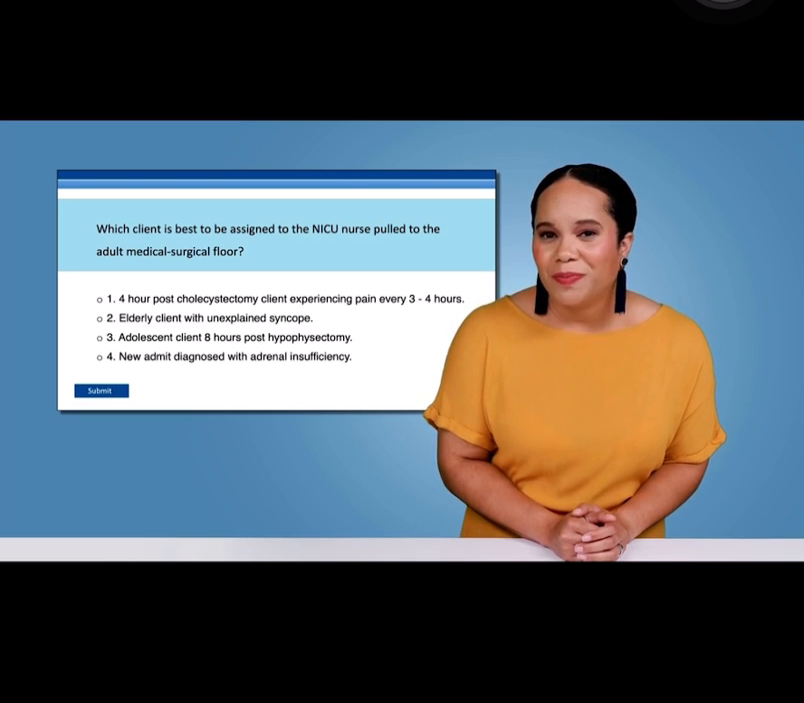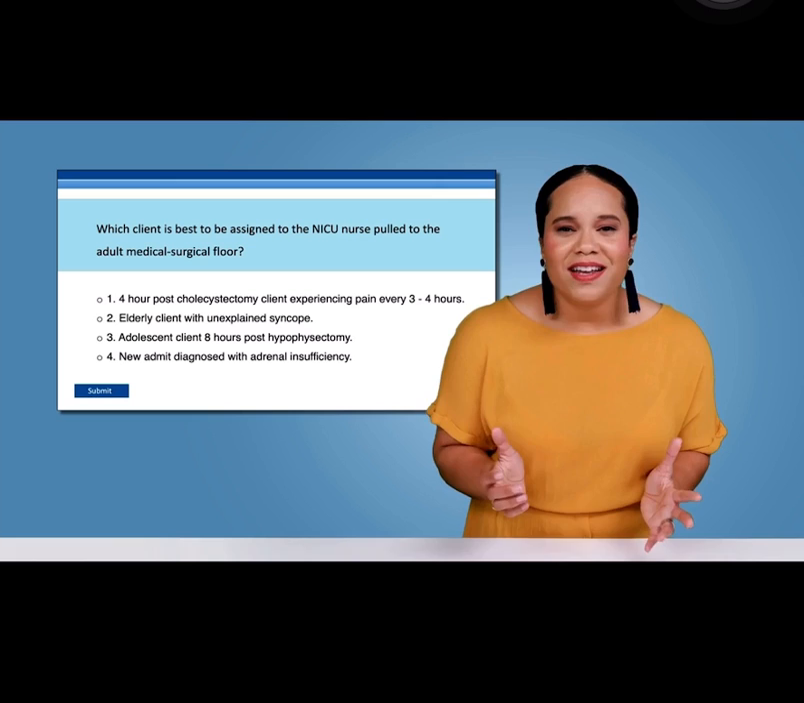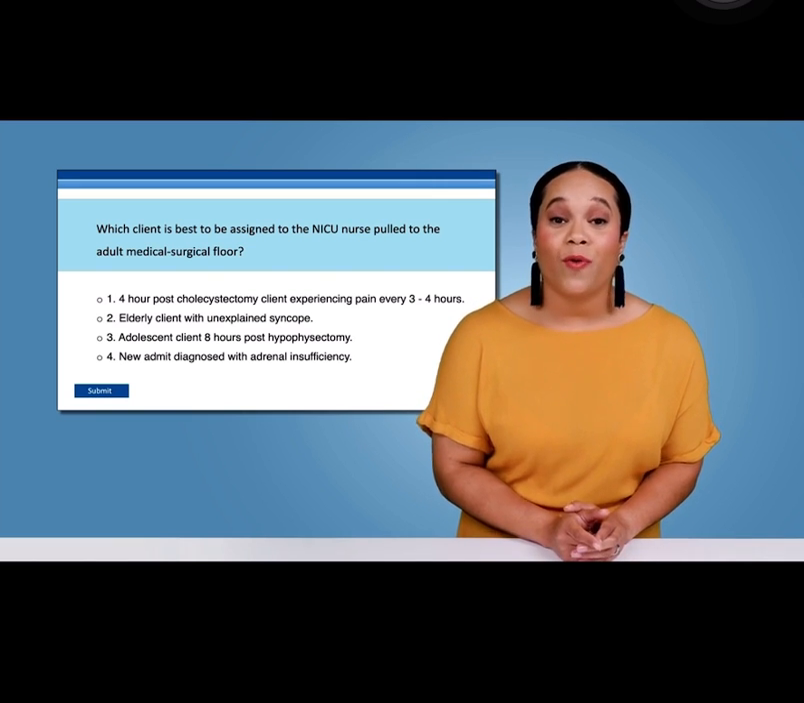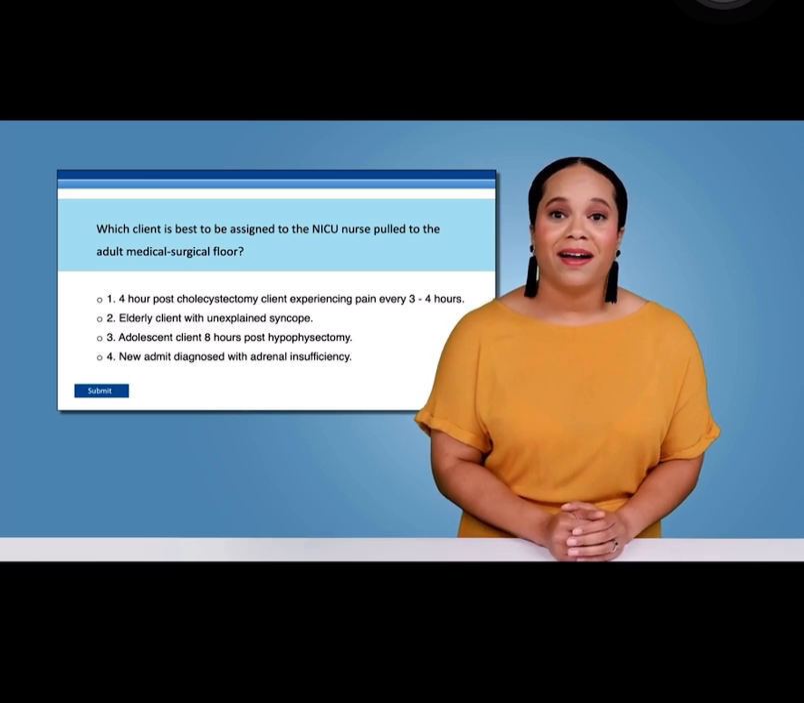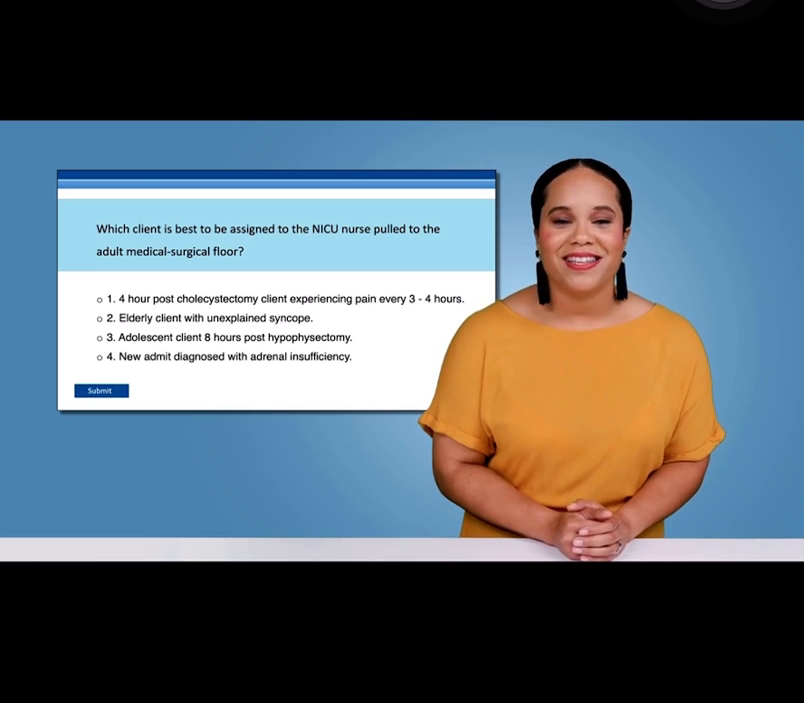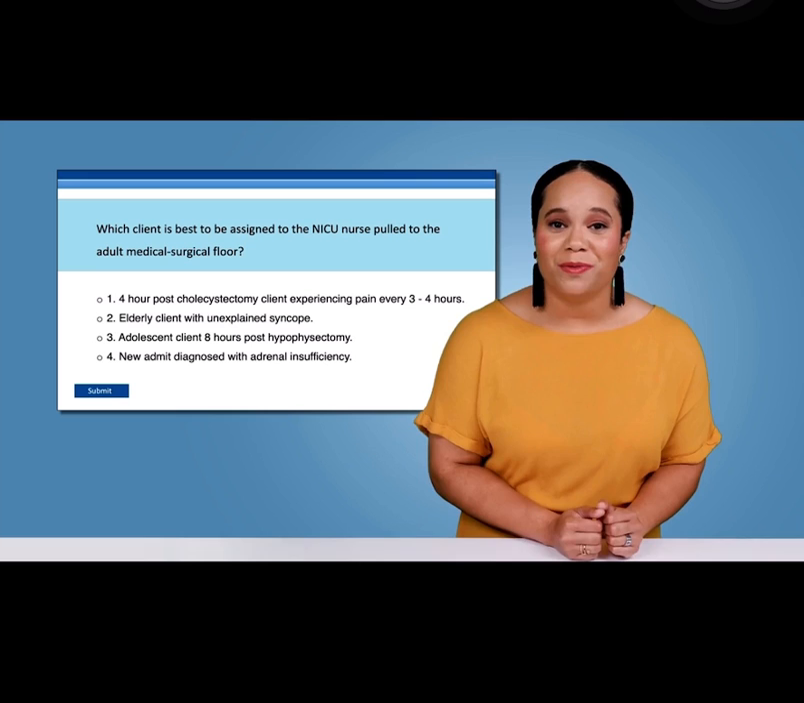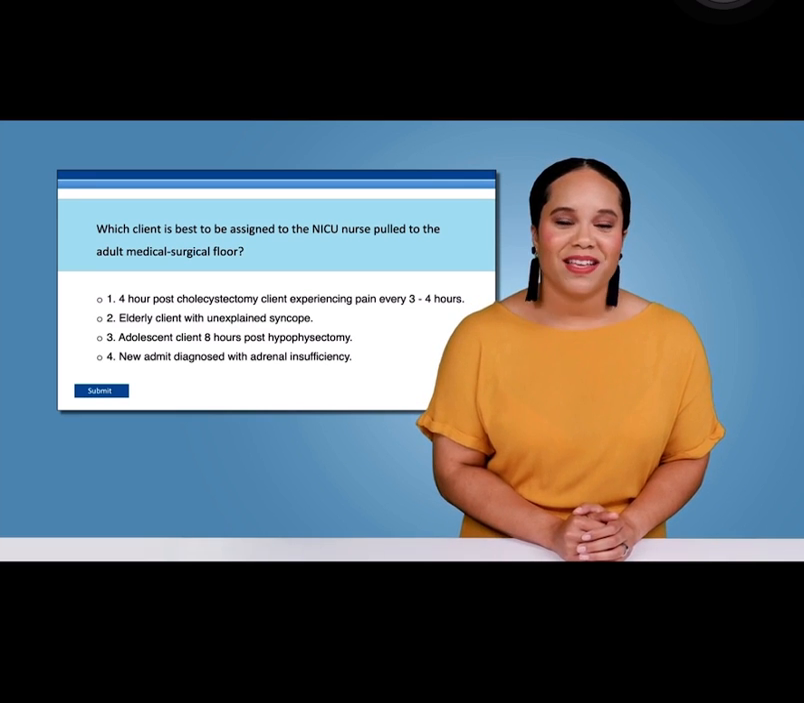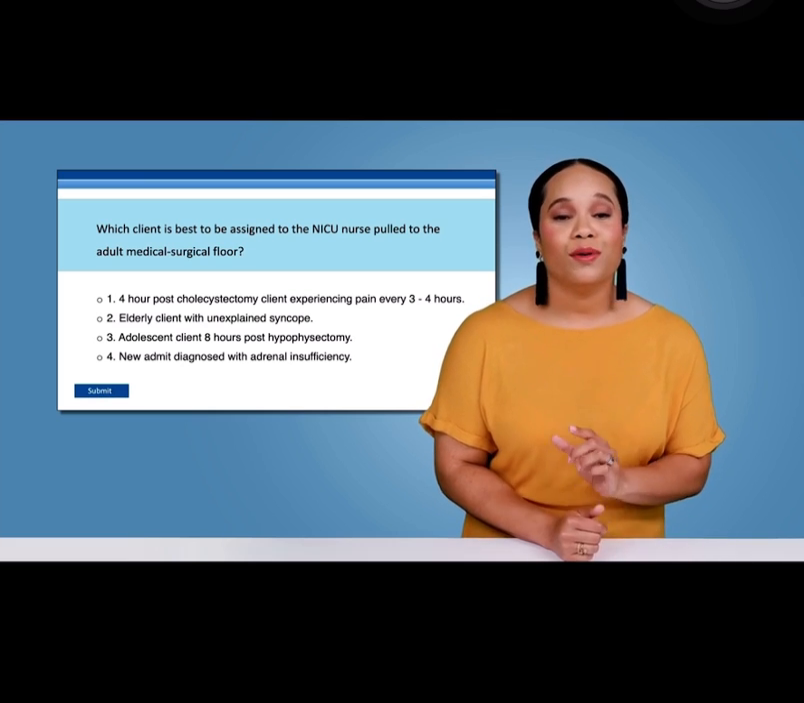In number 2, the elderly client with unexplained syncope. The client is at risk for an arrhythmia or MI or severe electrolyte imbalance. The option tells you it's unexplained syncope at this point. So they need close monitoring.